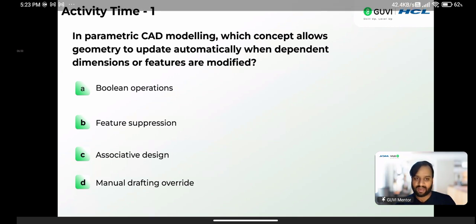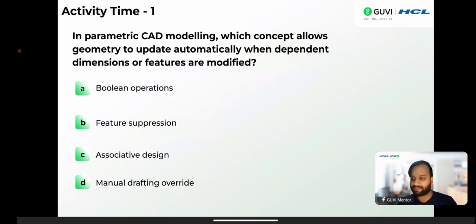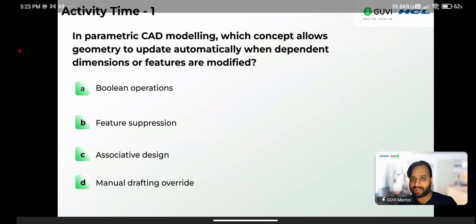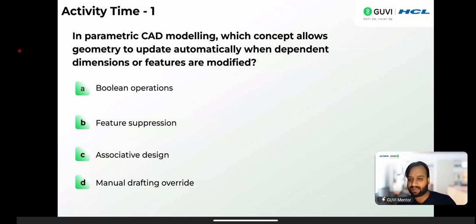Hope you understood, right? If you understood, you can tell in the chat box. Yes. So associative design means, what does it mean? Parametric CAD modeling. Okay. Yes. Okay. Once again.